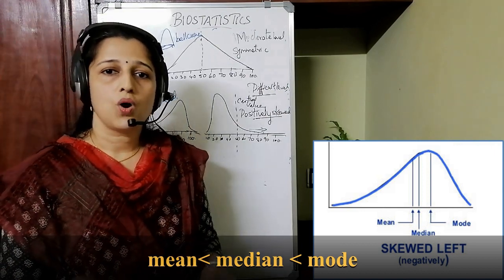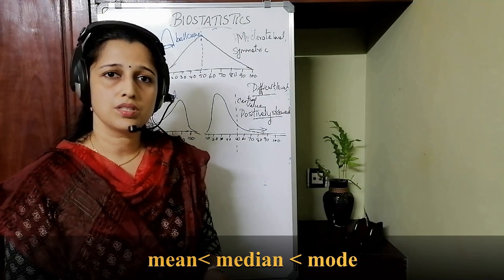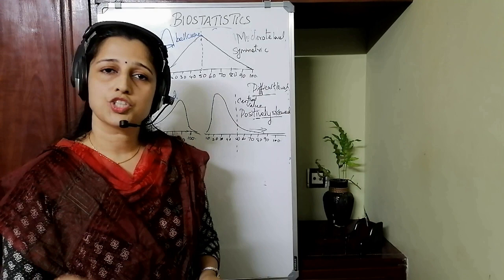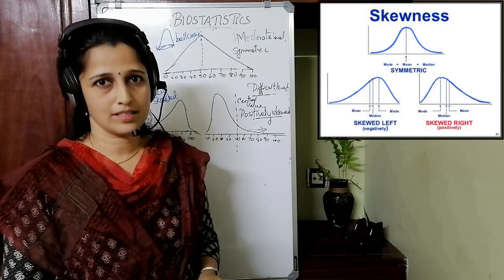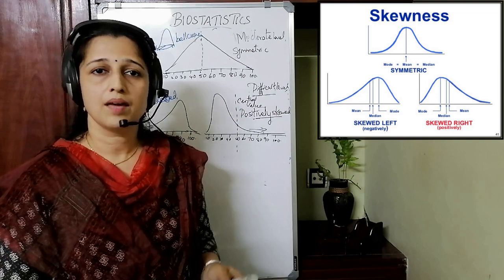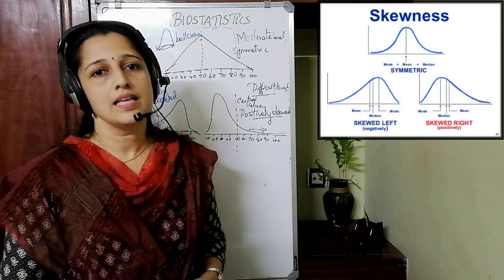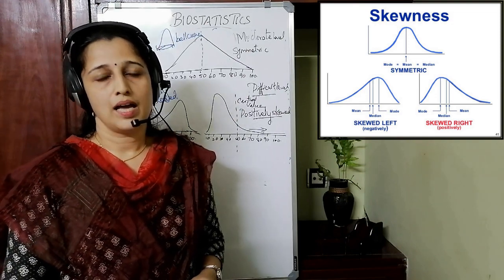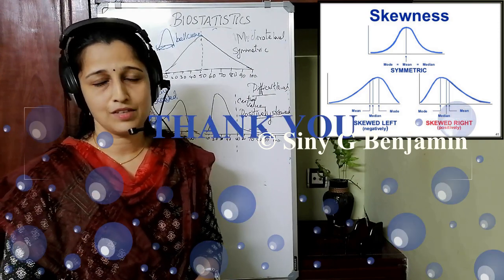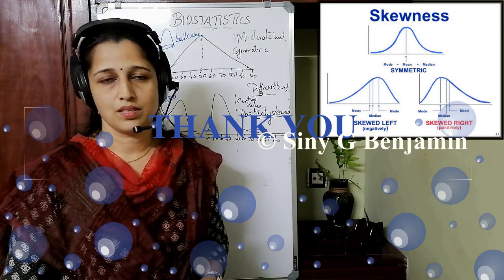So to conclude, in a normal distribution the data is the same on either side of the central value, and in a skewed distribution or asymmetric distribution, the distribution of data will not be the same on either side of the central value. And based on that, we say positively skewed distribution and negatively skewed distribution.